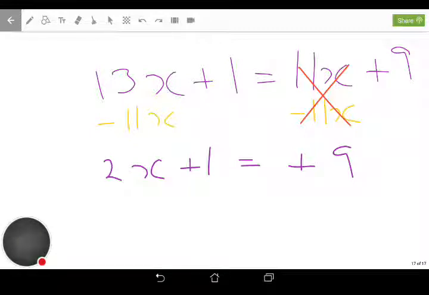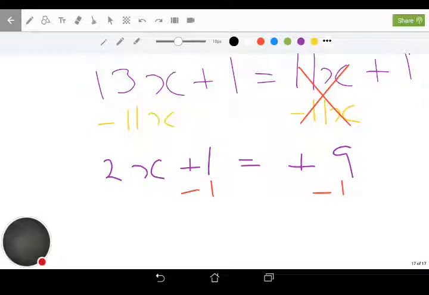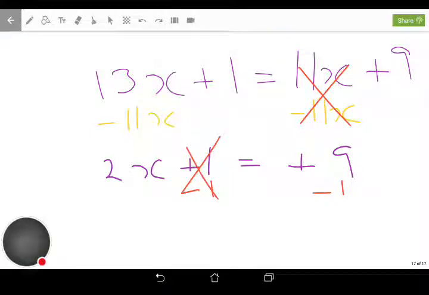So again, now what we've got is numbers on both sides, so we need to get the numbers on one side. So it's the plus 1, we're going to minus 1, and we need to do that off both sides to keep it balanced. Now, plus 1, minus 1, cancels out, so there's nothing. And 9, take away 1, leaves us with 8. So now we've got 2x equals 8.